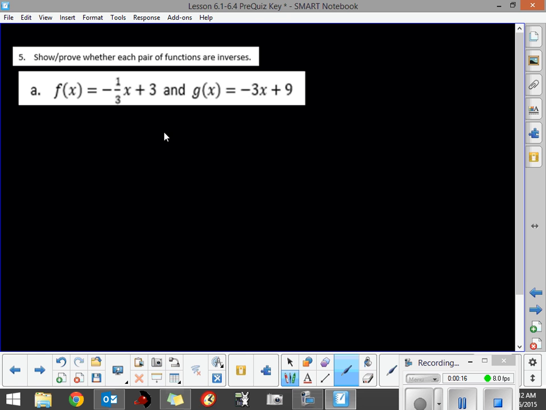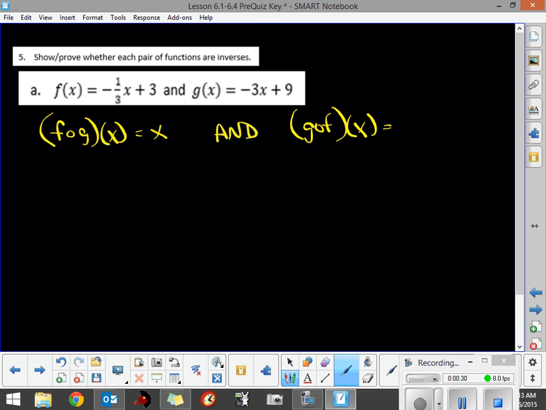If you're going to prove that they are inverses, then you have to show that the composition of functions, f of g of x, will give you an x, and it's a two-pronged test that g of f at x is also equal to x. Now remember, these notations say that if I put function g into function f, I want to return the same value that we put in.